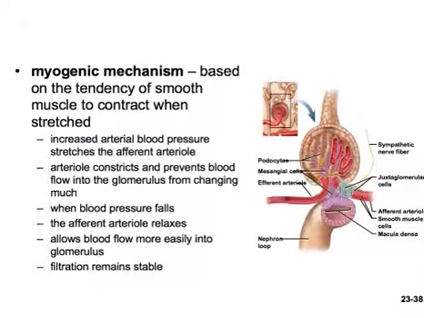The myogenic mechanism is based on the tendency of smooth muscle to contract when it stretches. So an increase in arterial blood pressure would stretch the afferent arteriole, and the arteriole would constrict against that pressure and prevent blood flow into the glomerulus from changing much at all. When the blood pressure falls again, the afferent arteriole would relax, and this allows blood to flow more easily into the glomerulus. In this way, the filtration rate will remain fairly stable.